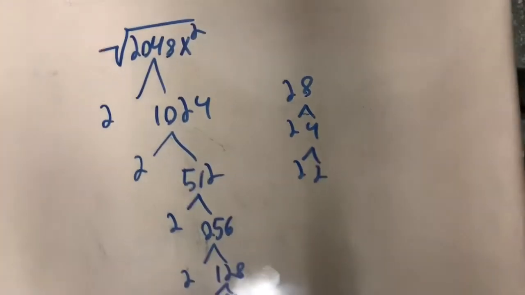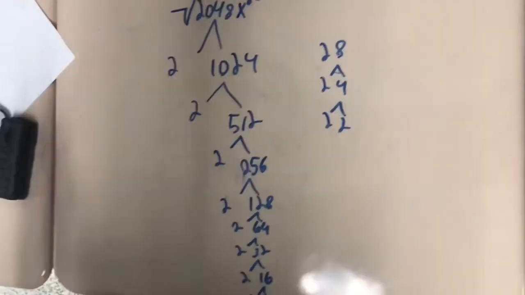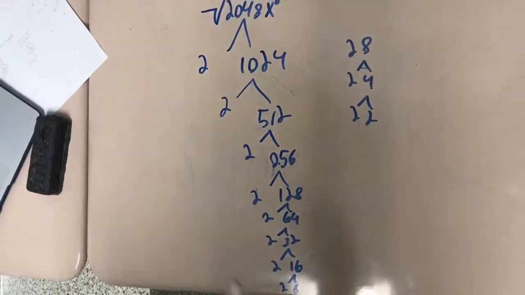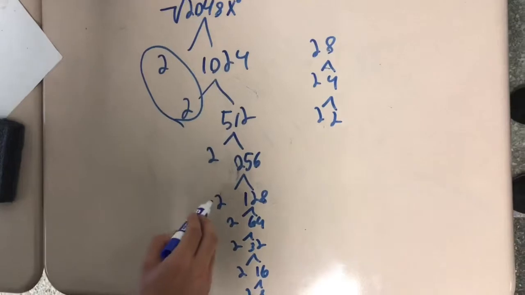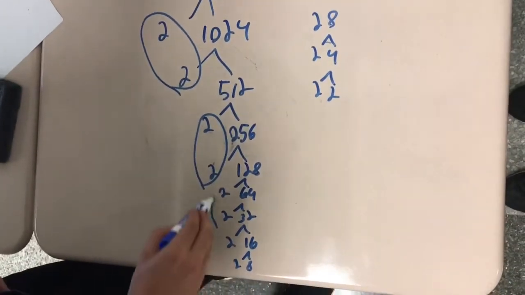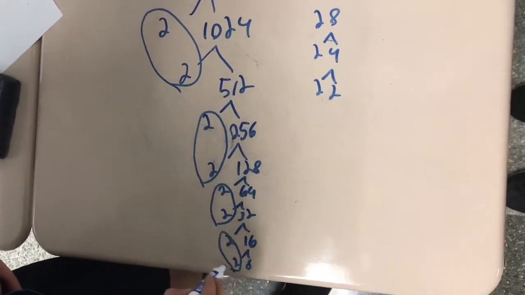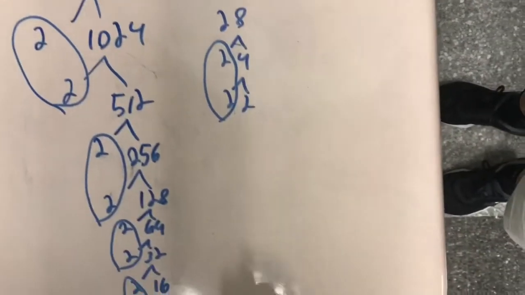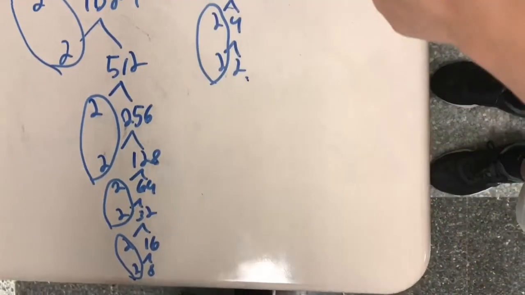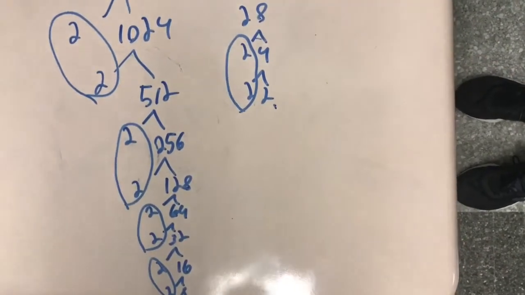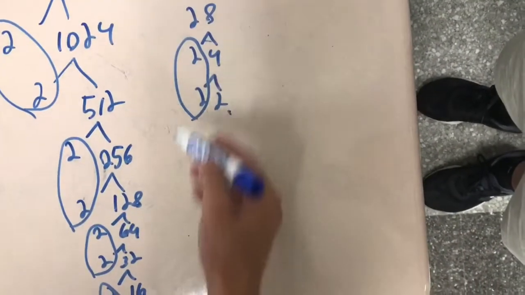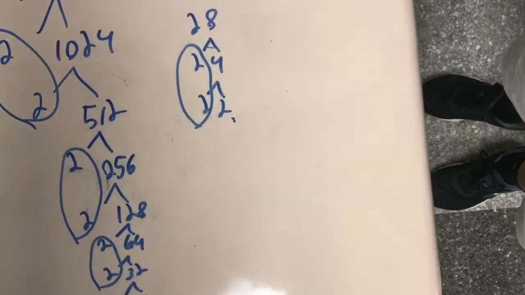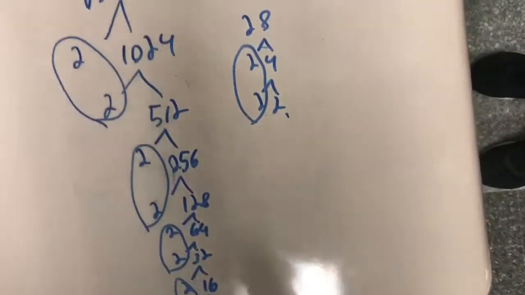All right? Now that we have all these 2's, there's a lot, we can start grouping them. So we got 1, 2, 3, 4, 5 groups of 2 with 1 2 left over. Now you may be thinking there's 2 over here, but no, that's just the 2 from down here that I had to bring up.